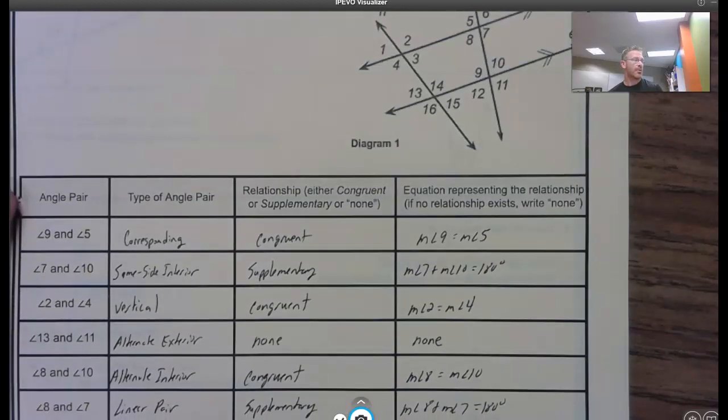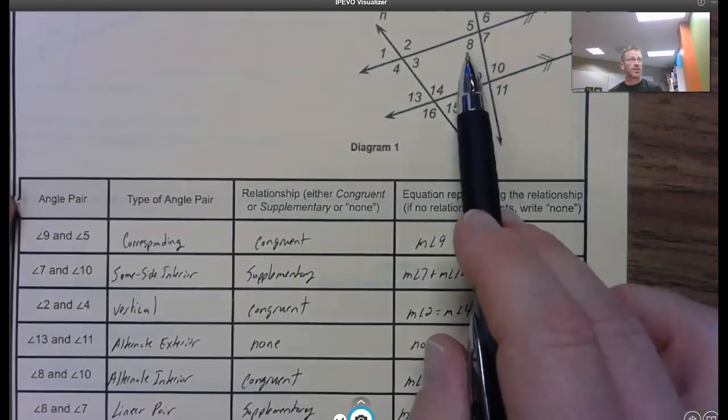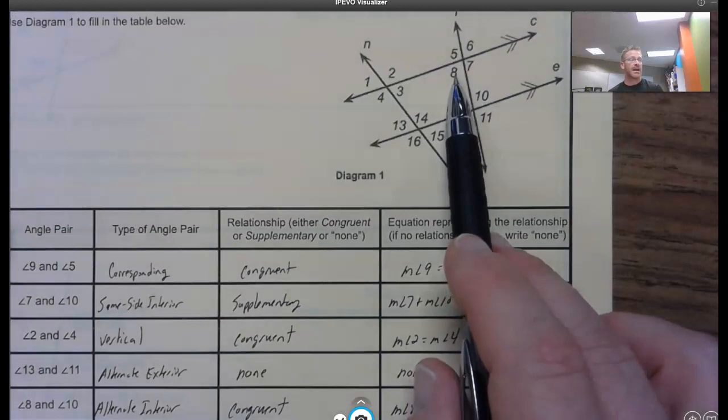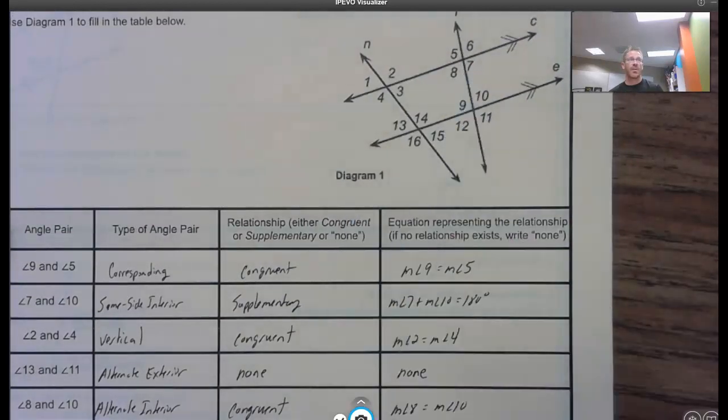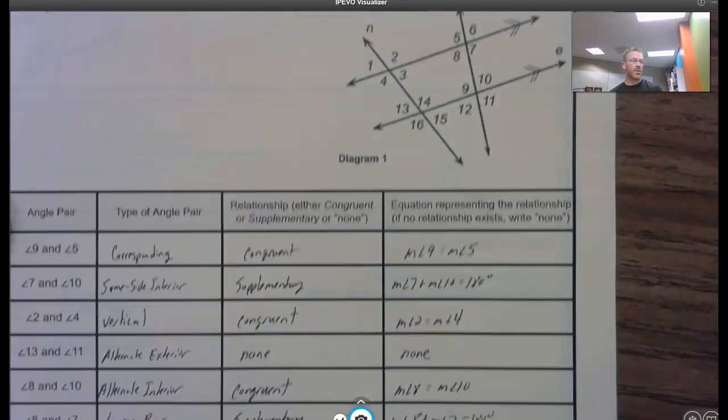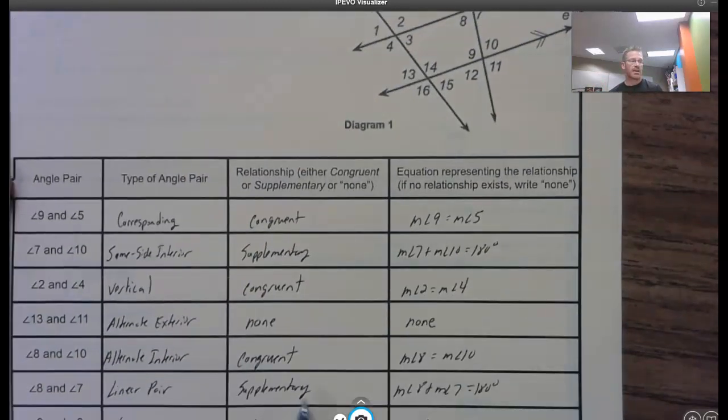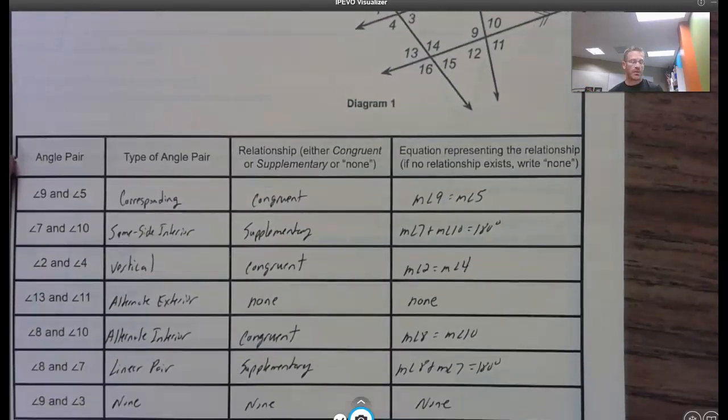All right, now we're looking at 8 and 7. Just inside the picture, I'll slide it back down here. Once again, 8 and 7 are a linear pair. It doesn't matter what kind of lines we have, a linear pair will always be supplementary. Therefore, the measure of angle 8 plus the measure of angle 7 is going to equal 180 degrees.